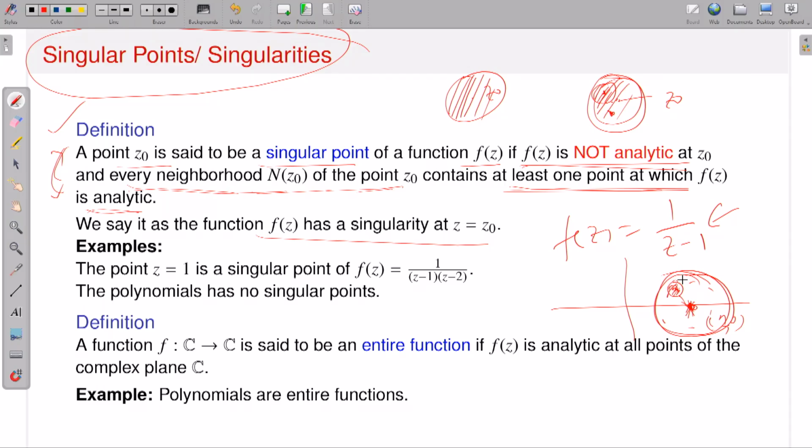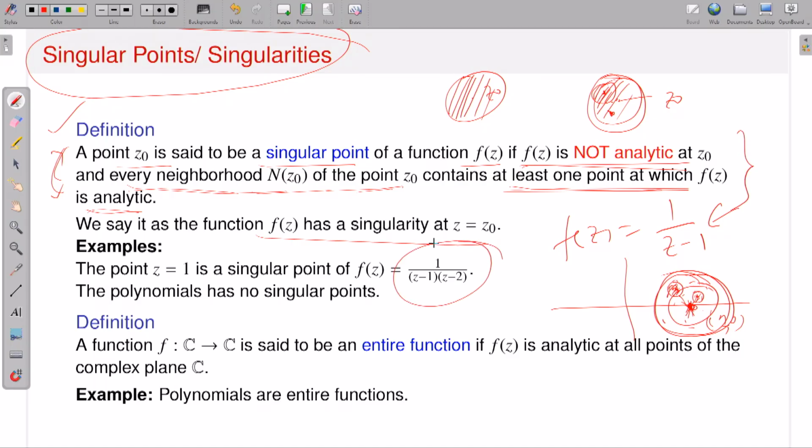Not only that, whatever neighborhood you take, if I remove the point 1, at each point my function is perfectly alright. That means at each point my function is differentiable. So if I take a point here, I will get a small open neighborhood where at each point my function is differentiable. So I have the existence of a point where my function is analytic. Therefore it satisfies this definition, and so 1 is a singular point.